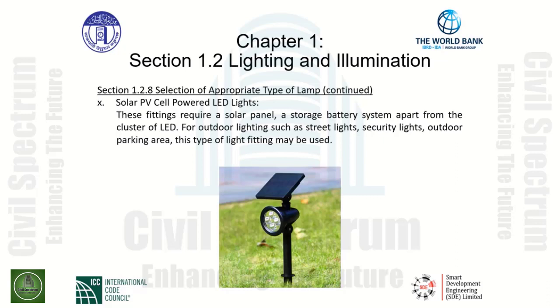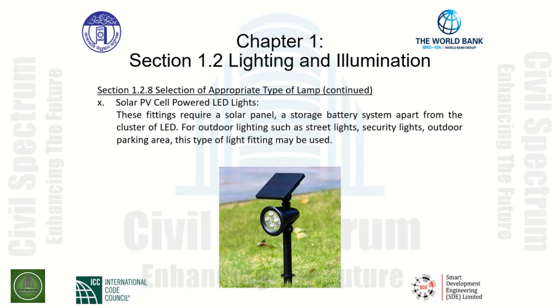Item 10 in section 1.2.8, the solar PV cell-powered LED lights. This type of lamp is a photovoltaic cell that generates electricity by absorbing sunlight and then using that light energy to create electrical current. The current is typically stored in a battery until it is needed.